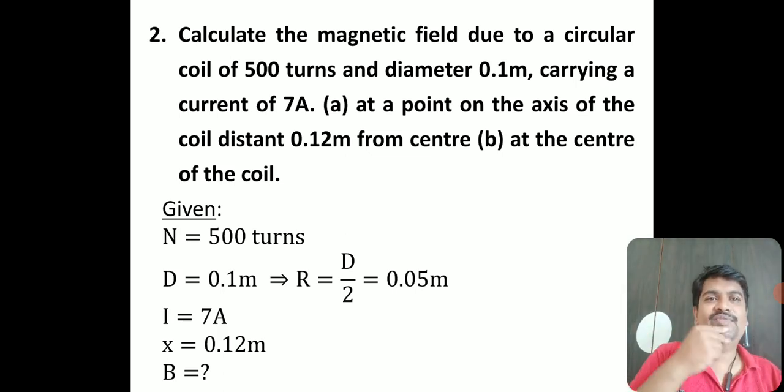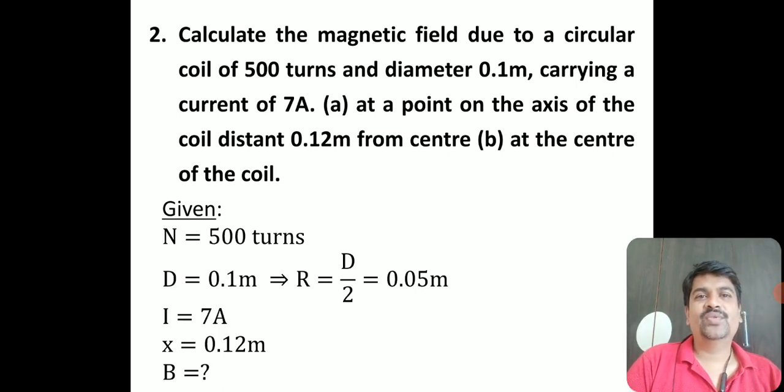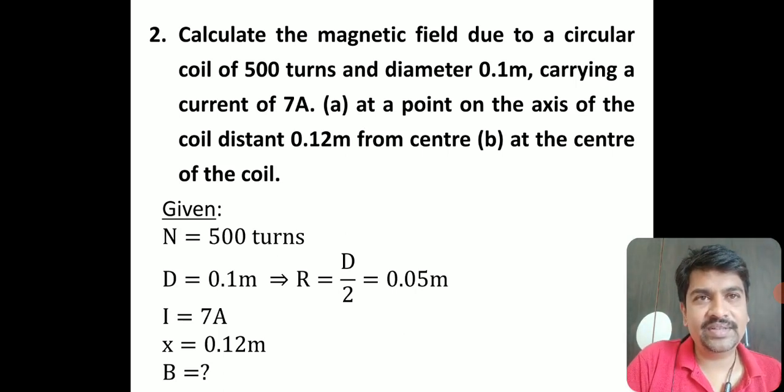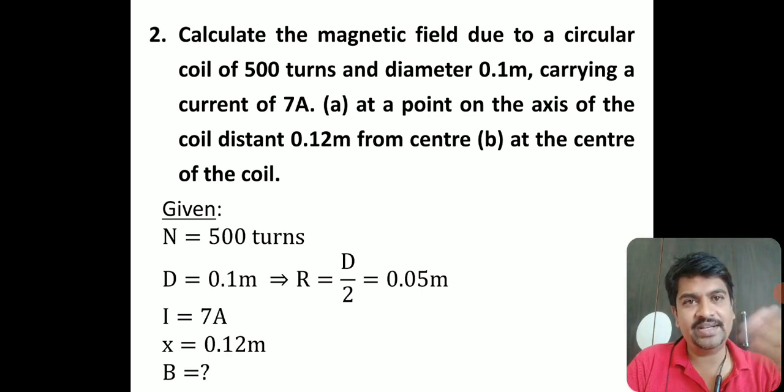Okay. So first write down the data which is given in the problem. First, the number of turns is given. It is a coil of 500 turns. Capital N equals 500. The diameter is given as 0.1 meter, and you find the radius, it is D by 2, 0.05 meter, and the current flowing through the coil is 7 amperes, and the X, the distance at which we need to find the magnetic field is 0.12 meter. So we have listed all the data given over there.